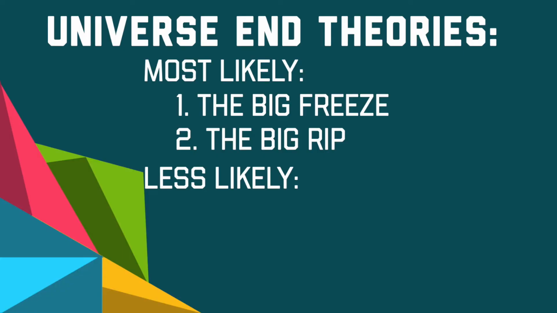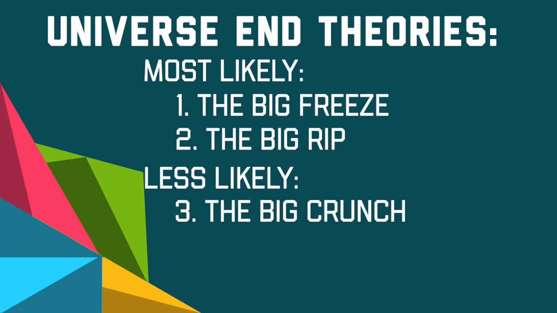The other 3 theories have less scientific support. One of them is the Big Crunch. This theory says that eventually gravity will prove stronger than dark energy, and everything will get crunched back down into a singularity, like at the center of a black hole or where the universe was born at the Big Bang.